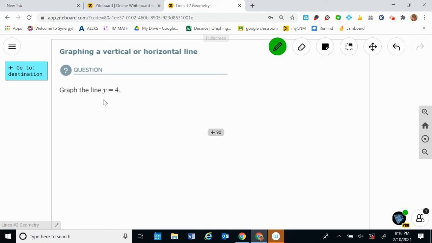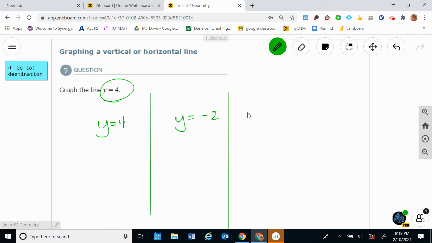Okay, wow, what's different about this one? Okay, I'm going to give you a bunch. This is y is equal to 4. I'm going to give you another one. How about y is equal to negative 2? How about x is equal to 3? And how about x is equal to negative 1? Okay, what do you notice about all of these? They only have one variable.